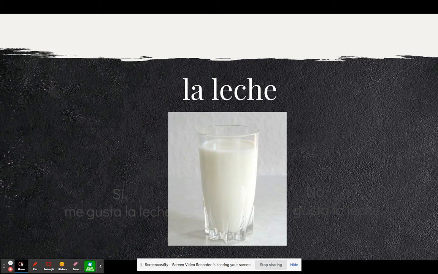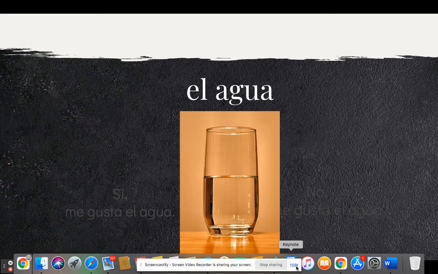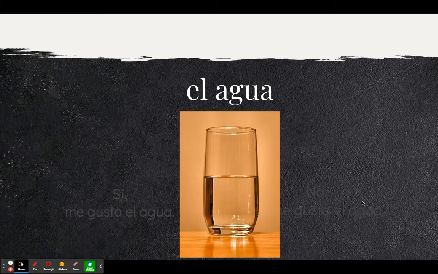Here is our new vocabulary. La leche. Try to say it with me on the second time, remember? La leche. Excelente. El agua. Now, this is a tricky one. It ends in an A, but the article in front is el agua. The reason we do that is because if you had la agua, the two A's would run together. So typically, if you have something that starts with an A, we will use the article el agua.